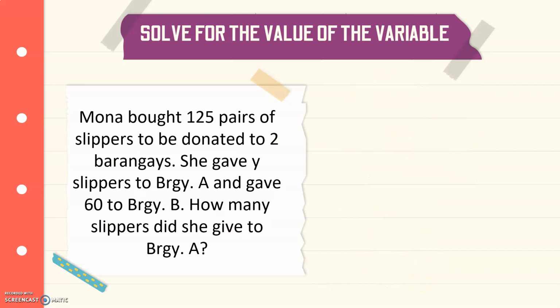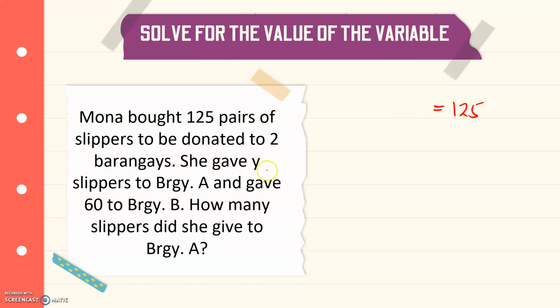Let's try another example. Mona bought 125 pairs of slippers to be donated to 2 barangays. She gave Y slippers to Barangay A and gave 60 to Barangay B. How many slippers did she give to Barangay A? So in here, we have to translate this one into an algebraic equation. It is given that Mona gave a total of 125 pairs of slippers to 2 barangays. So we'll have here equals 125.